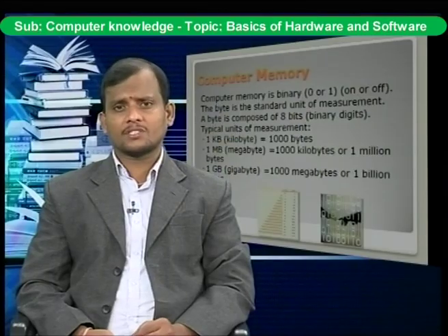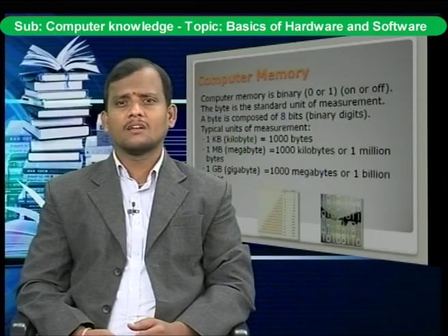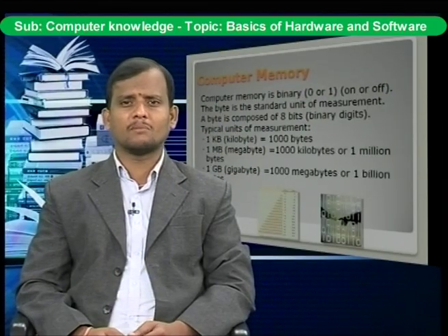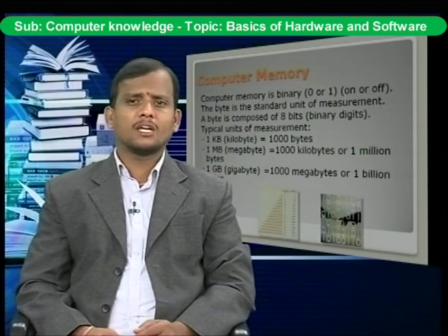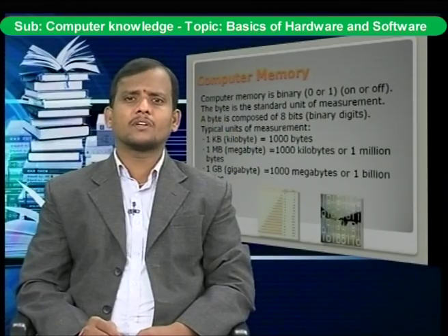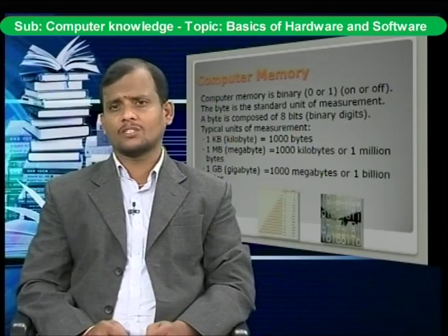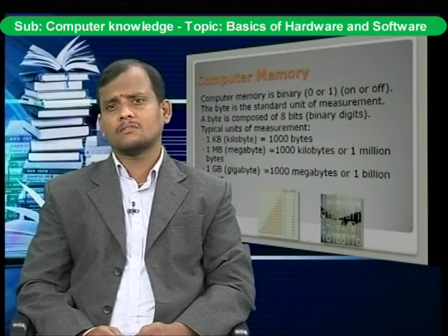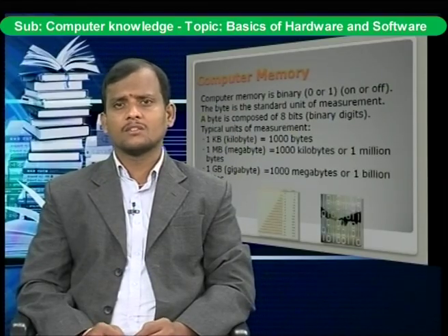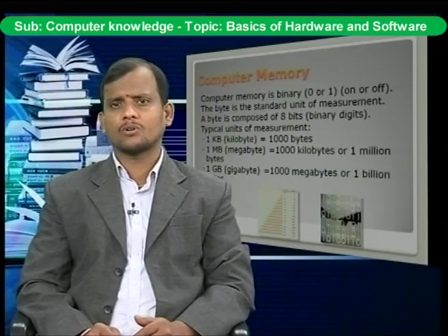If you say the measurement, 1 KB could be 1000 bytes, 1 MB would be 1000 kilobytes, or 1 million bytes. 1 GB is 1000 megabytes, or 1 billion bytes, right? So in the computer, the data is stored in zeros and ones, and that is called binary digits, right? It's a computer memory actually. In the computer memory, the data is stored in zeros and ones.